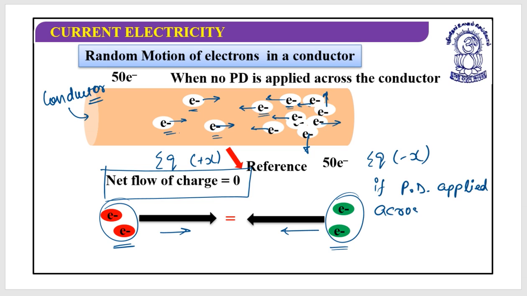So the concept is, if the potential difference applied across the conductor is 0, the current flowing through the conductor is 0. This is always the case. I hope this is clear.